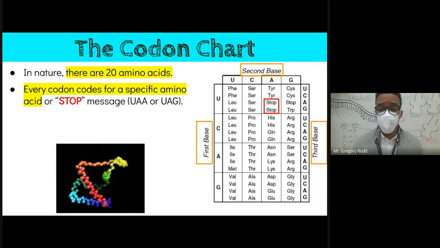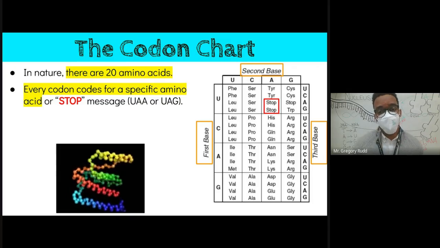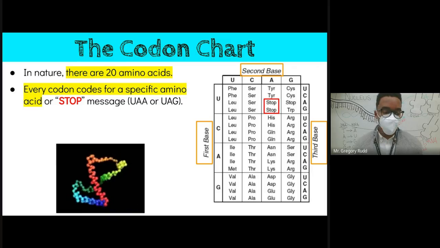And there is another codon chart as well that might be easier for some of you. It's just a matter of preference, but we'll talk about that as well.